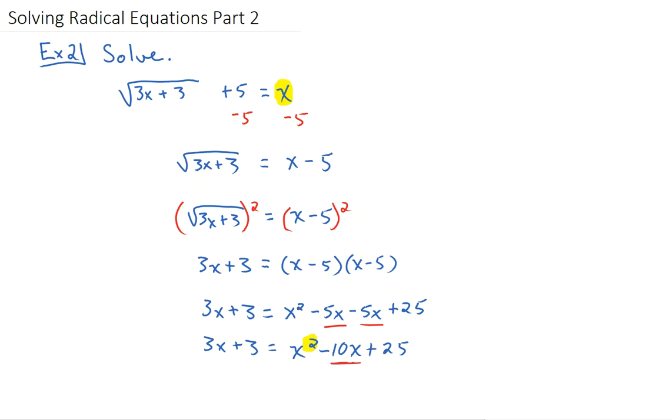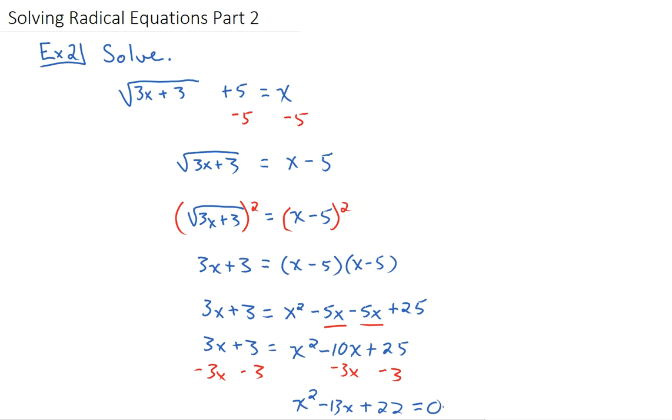Since I have a couple of x terms, I cannot use the square root property. So what I need to do is get this equal to 0 and see if I can solve it by factoring. To get it equal to 0, I'm going to subtract 3x from both sides, and I'm going to subtract 3 from both sides. That gives me x squared minus 13x plus 22, and I'm going to move the equals 0 to the right because I like it better that way.